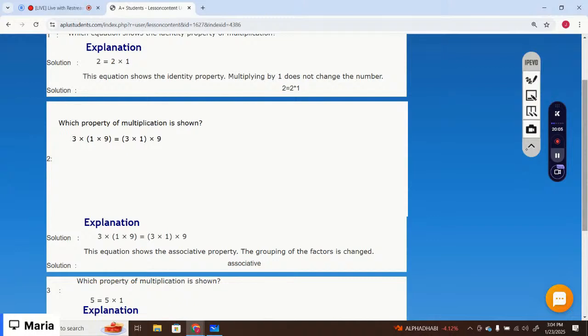Which property of multiplication is shown 3 times 1 times 9? So when you have three numbers involved in multiplication, on both sides, just the order of multiplication is different. That is the associative property.